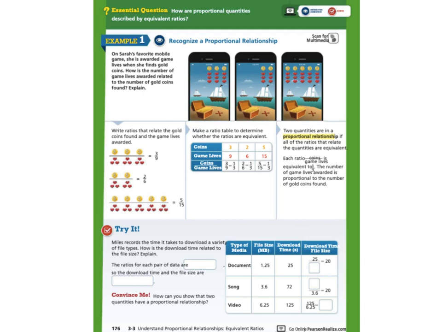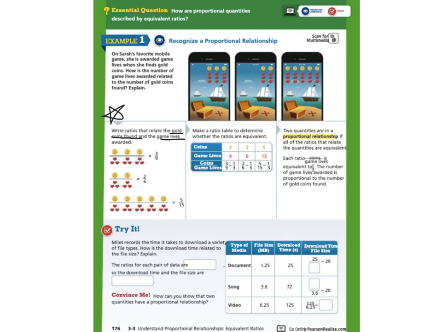Example 1 asks us to recognize a proportional relationship. On Sarah's favorite mobile game, she is awarded game lives when she finds gold coins. How is the number of game lives awarded related to the number of gold coins found? Explain. Well, take a look at those 3 screenshots. You can make a ratio to describe the coins found and the game lives awarded. So the first step is to write ratios that relate the gold coins and the game lives.